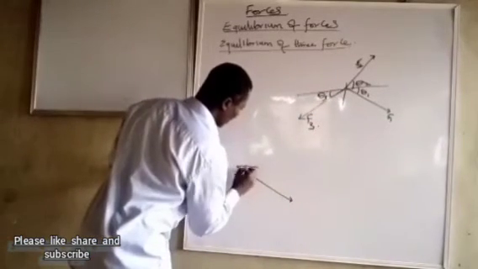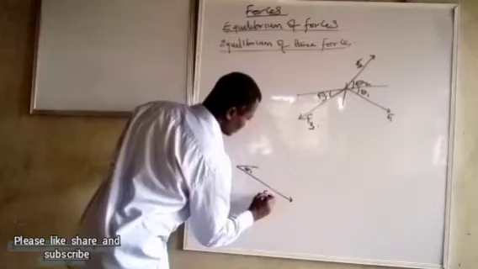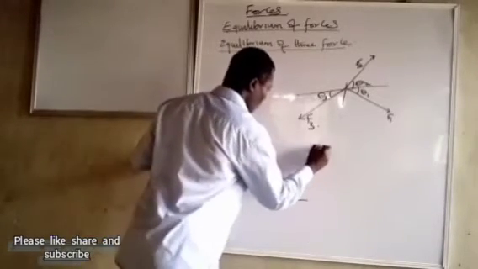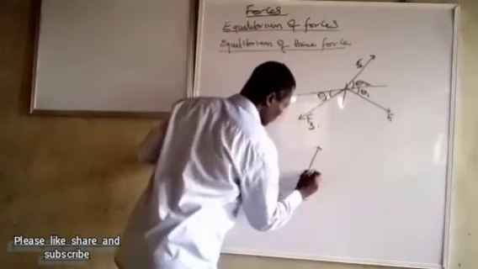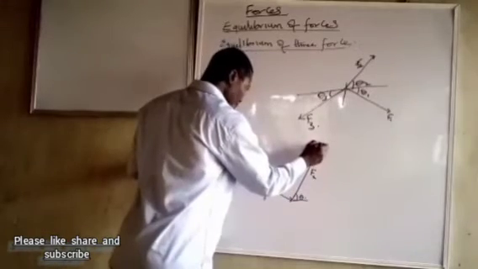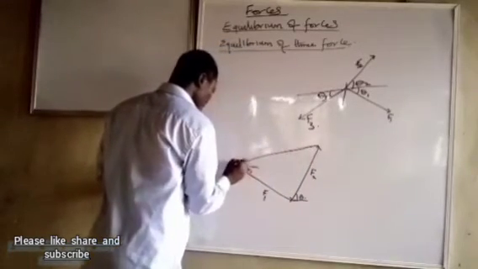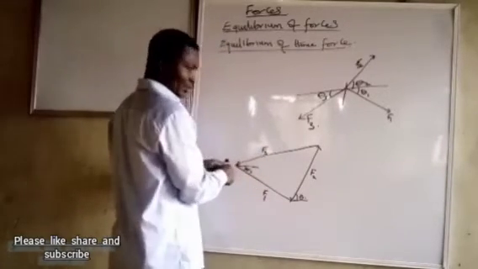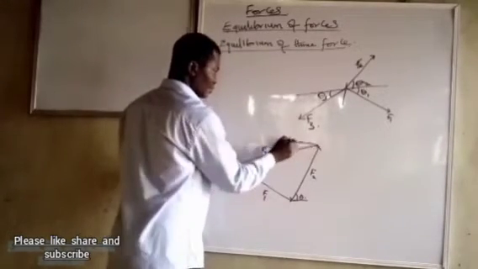F1, theta 1. From there, F2, theta 2. And now, this is F3 please. It comes down like this because the mouth must close. Are you getting it?